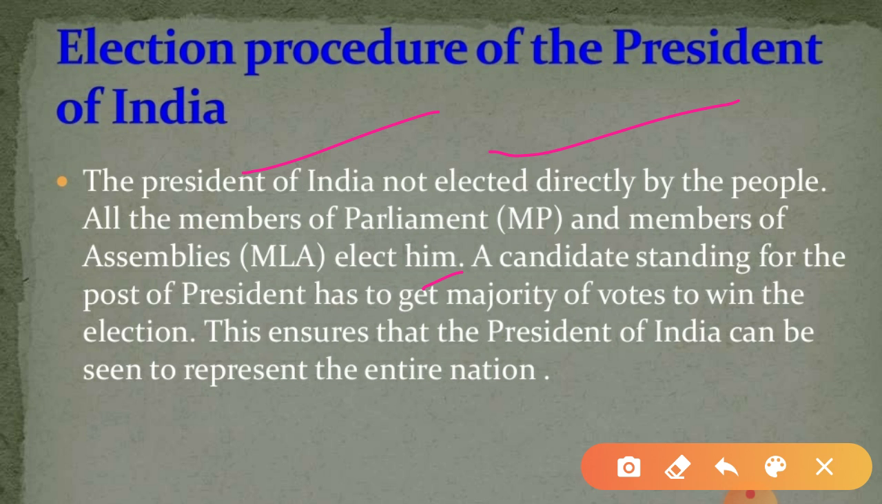A candidate standing for the post of president has to get a majority vote to win the election. So whoever stands for the presidential election has to win by getting the majority from MPs and MLAs. This ensures the President of India can be seen to represent the entire nation, because all MPs and MLAs participate in the election of the president and these are elected by the people of the country. So it means the president is directly or indirectly elected by the people of the country.